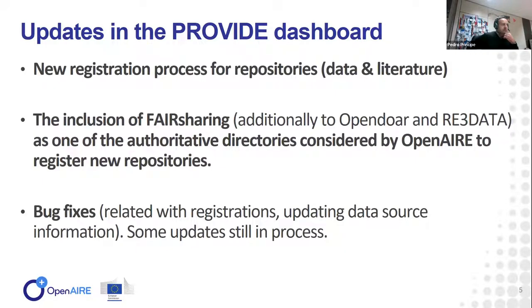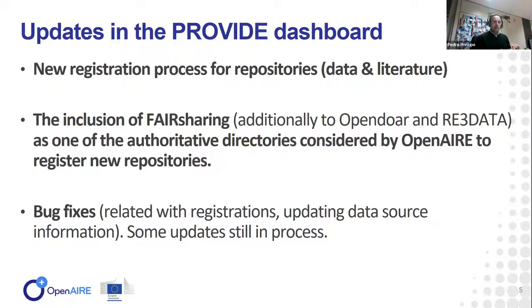Summarized in these three bullet points. New registration process for repositories, for data and literature repositories. We now don't have a different process for literature publication repositories and data repositories. It will be in the same place, using a merged set of entries from the three authoritative directories. And this is related to the second topic, the inclusion of FAIRsharing.